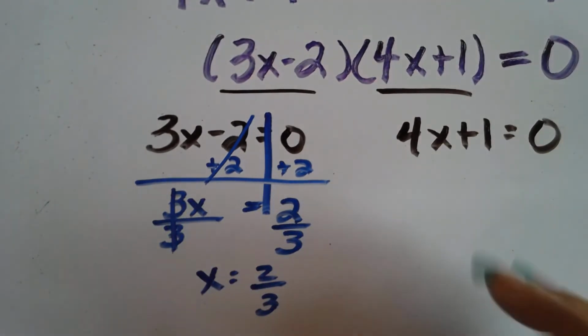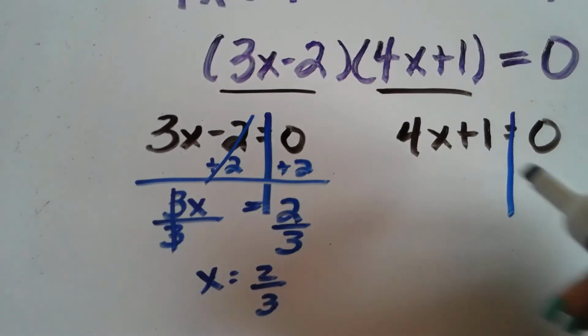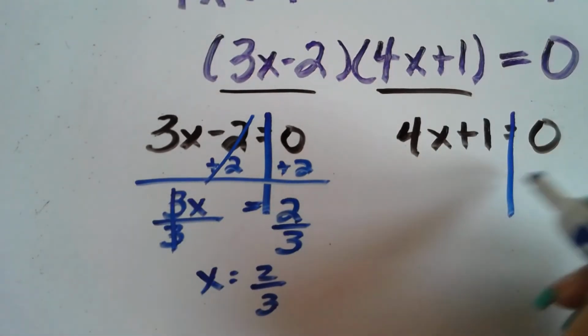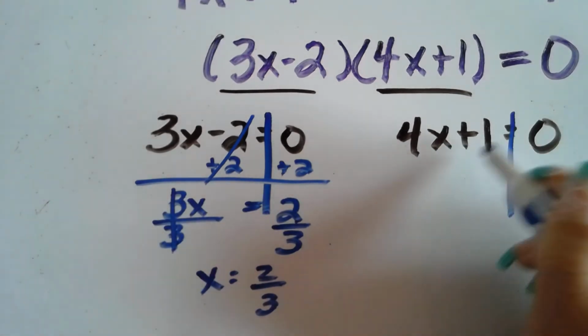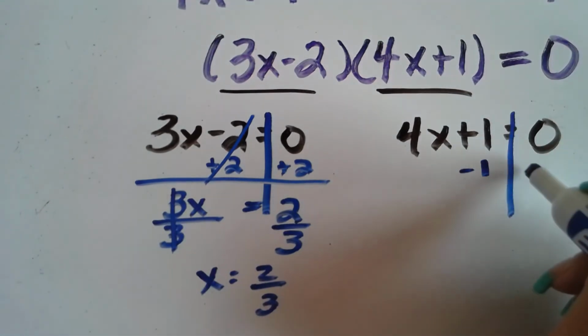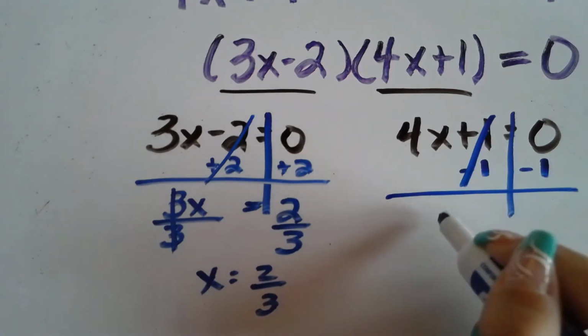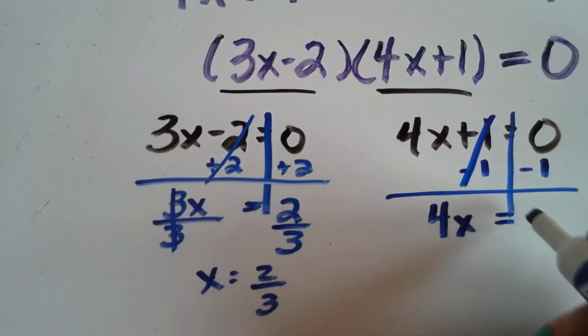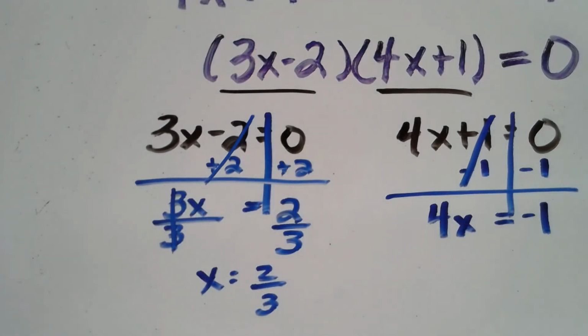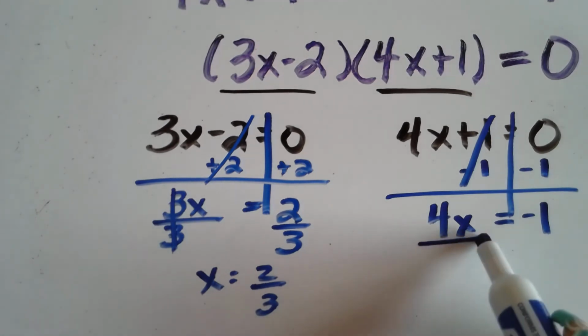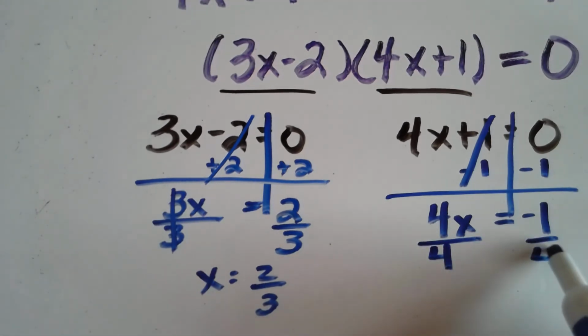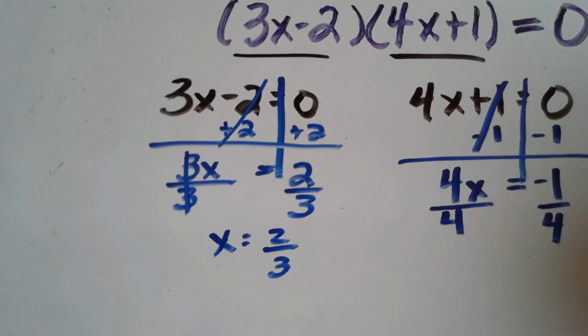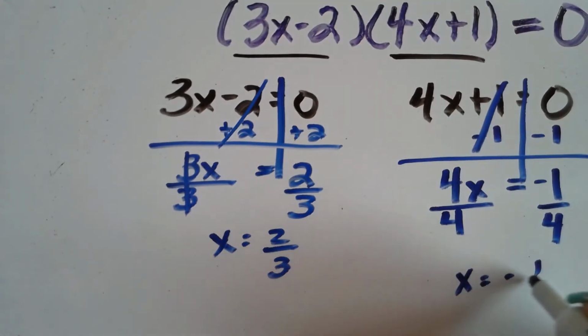Now let's go over here and look at this one. I'm going to go ahead and draw our line. Same here, we're trying to move this piece over, we work away from the variable. So if this is plus 1, we're going to say minus 1, canceling that out. 4x is going to be equal to 0 minus 1, which is negative 1, right? Now, we know these two are together, that's multiplication. The opposite of multiplication is division, so we're going to divide by 4. So x is going to equal negative 1/4. So we have found those two.